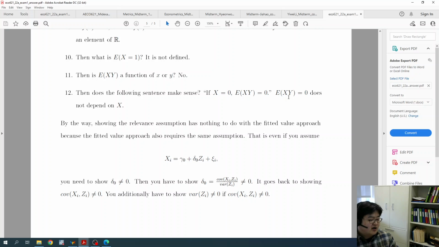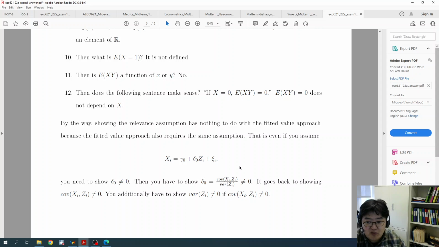And by the way, another thing. In this question, you have to show exogeneity and relevance assumptions. And these assumptions do not depend on which approach you take. Even if you use the fitted value approach, the proof does not change. So think about what comes first. The relevance assumption is the first thing you have to settle, and then you choose which approach you use.